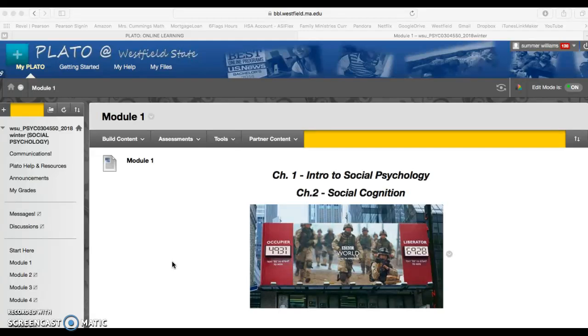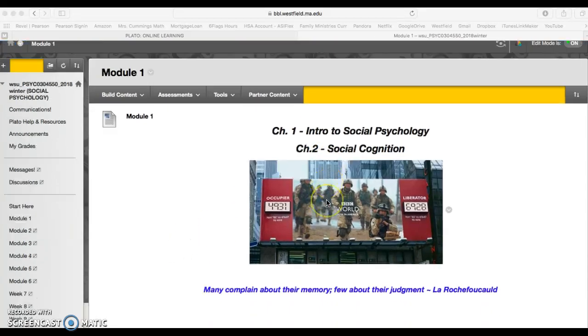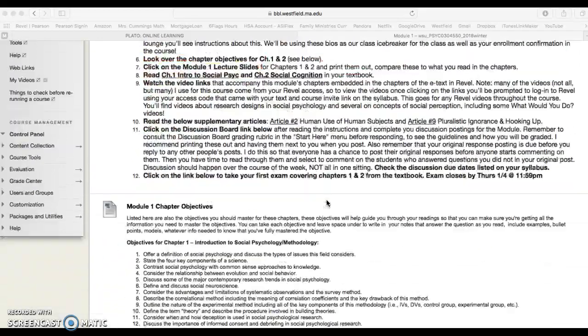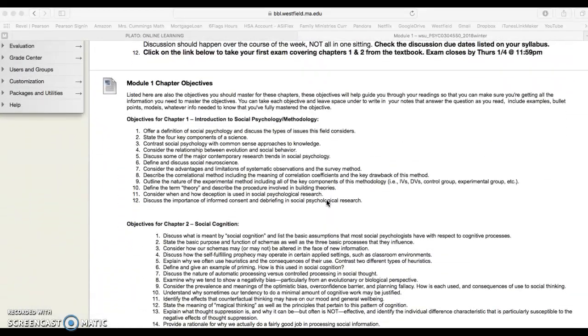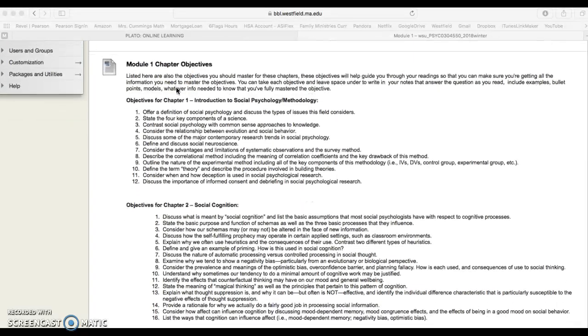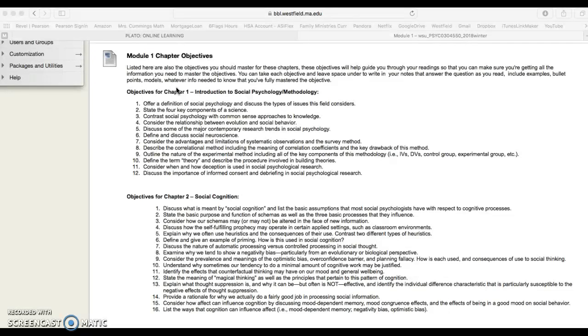So as you'll see in Module 1, we're covering chapters 1 and 2. And if you scroll down to here, I'm going to just go ahead and get to these first, and then we'll go back to the to-do list. But here are the chapter objectives for Module 1. We have Chapter 1, which is basically an intro to the field of social psychology.